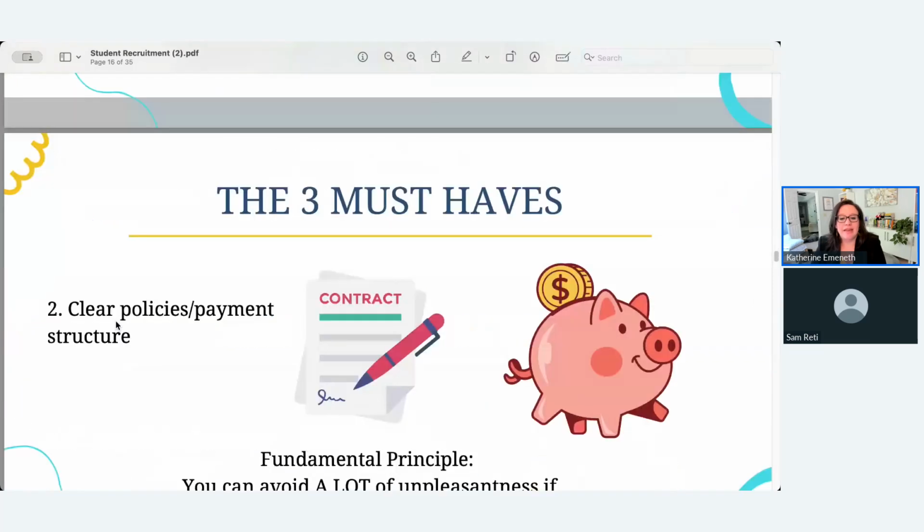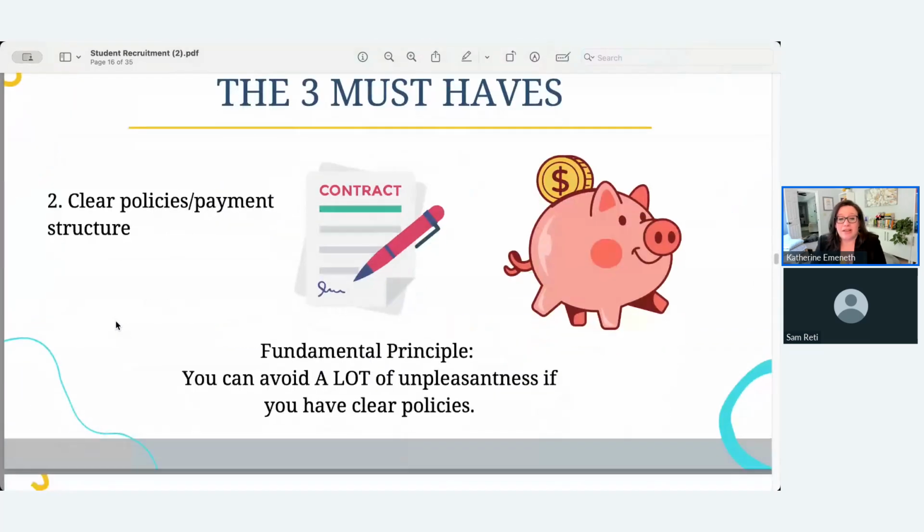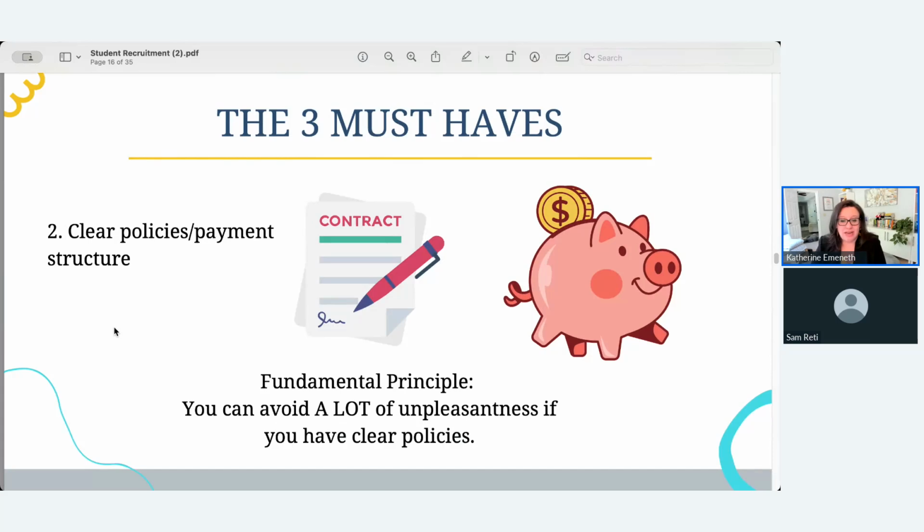Second, obviously, clear policies and a payment structure. So you can avoid a lot of unpleasantness if you have super clear policies. Most people that Natalie and I work with, they come in with very loose policies or no policy at all. And then they complain about students canceling at the last minute, or parents being super behind in payment, or students not practicing, or all of this stuff.